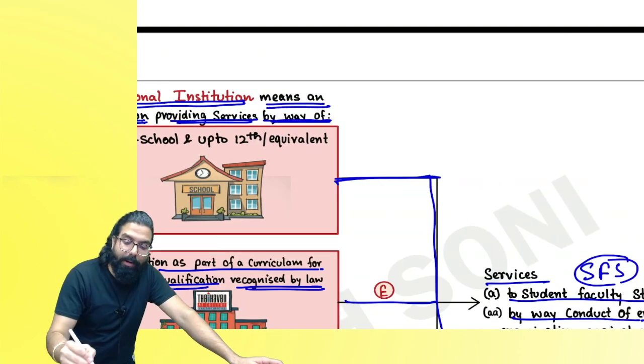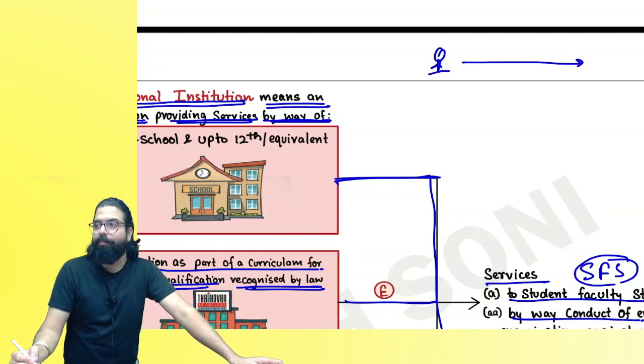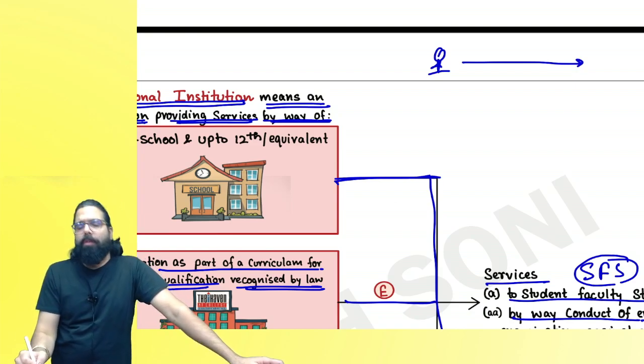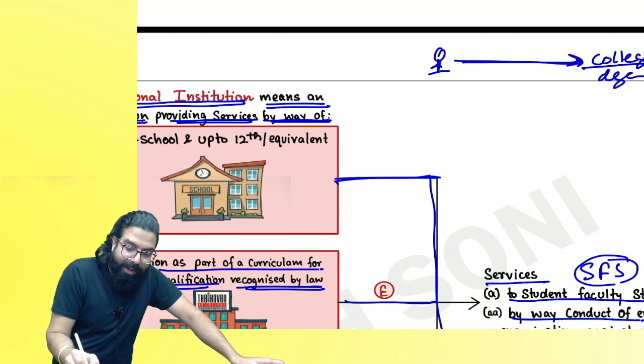Sir, now my question, everyone. Supposing Balu is giving transportation of student, faculty and staff services to a college, after 12th college, which is greater than 12th, basically a degree college, who is providing. Now, sir, is it taxable?